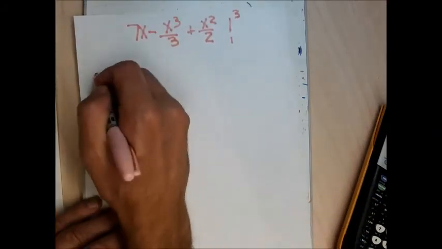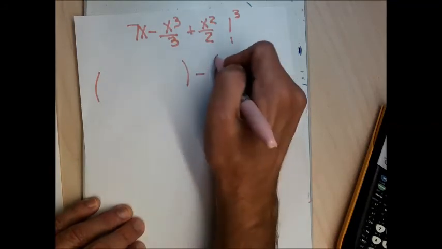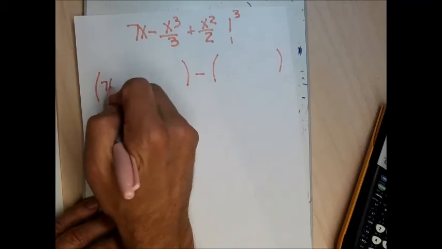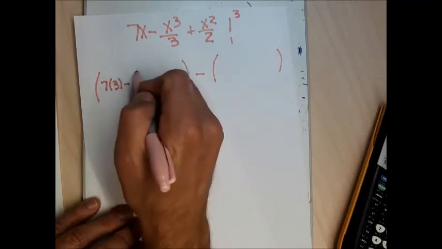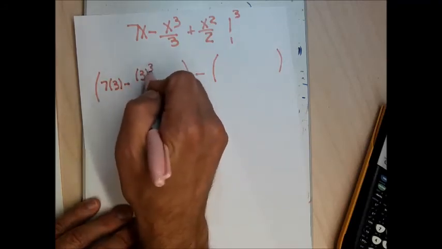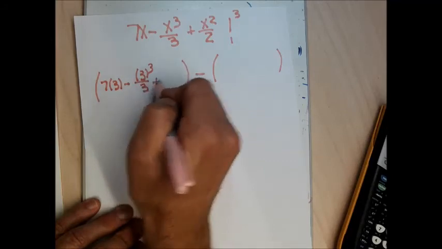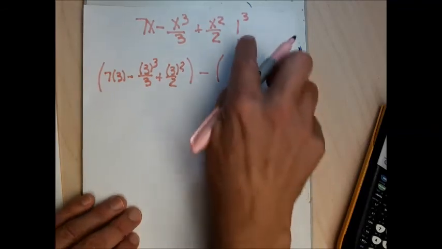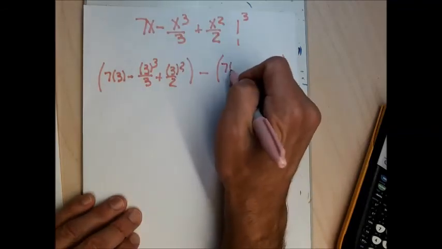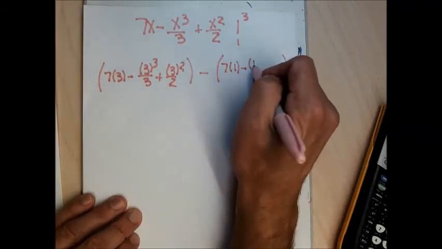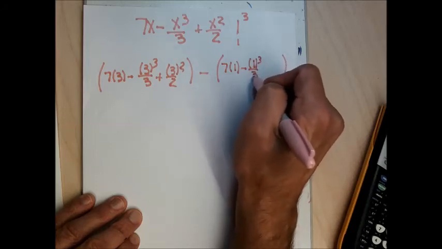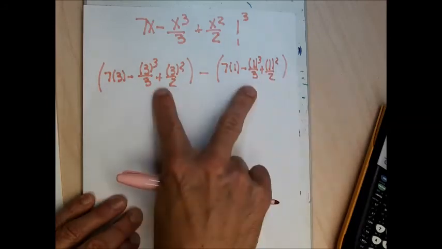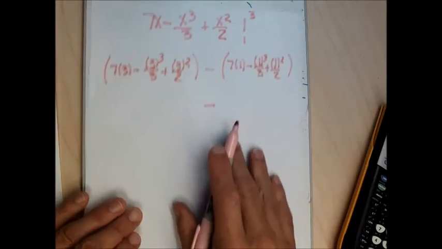For that computation, I need to take all these x's and plug 3 in. So I need to go 7 times 3 minus 3 cubed over 3 plus 3 squared over 2. And then I need to plug 1 in and go 7 times 1 minus 1 cubed over 3 plus 1 squared over 2. I'll do each one of those computations and subtract the results.